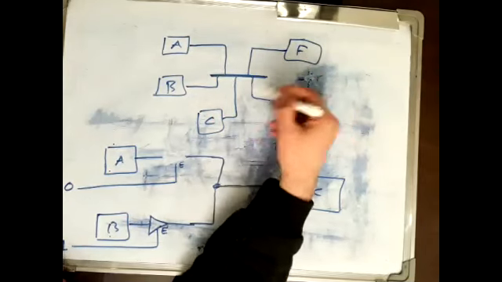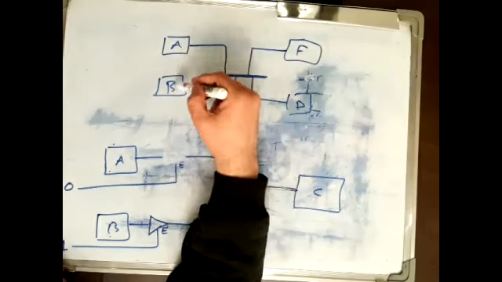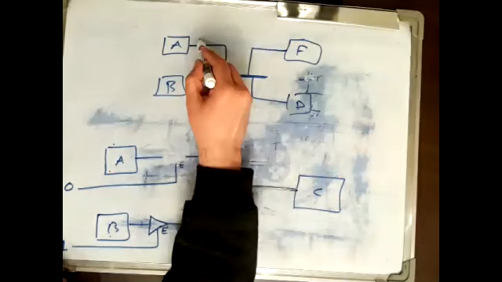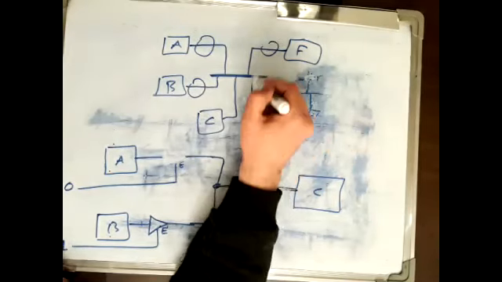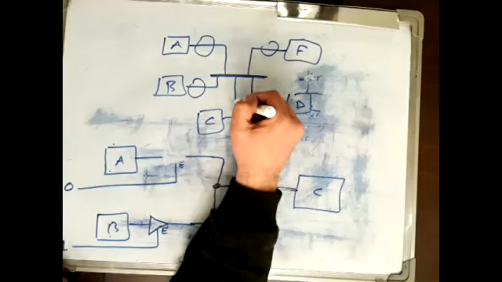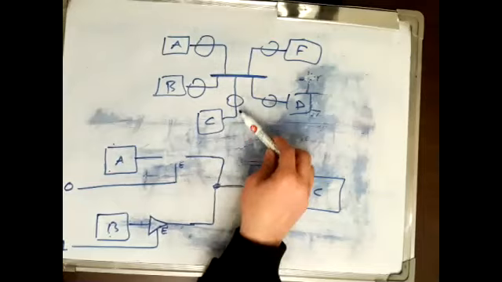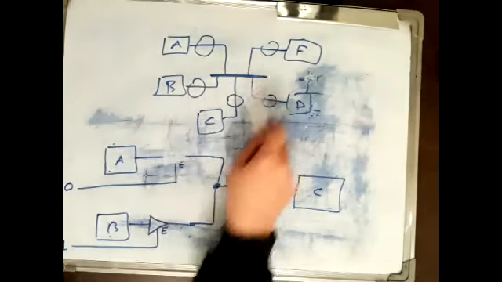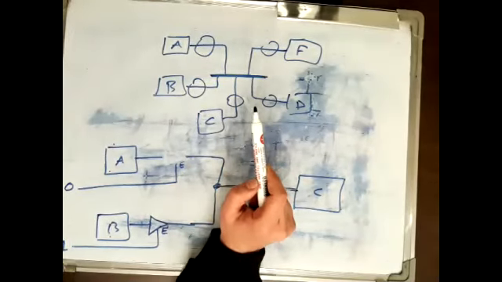But if C wants to talk to F, you need to isolate or disconnect A, B, and D. So how do you do that? Basically, you have a tri-state buffer here, tri-state buffer here, tri-state buffer here, tri-state buffer here, tri-state buffer here. And your system only decides or determines which of these tri-state buffers to enable in order to allow any of these two entities or subsystems to communicate with each other.